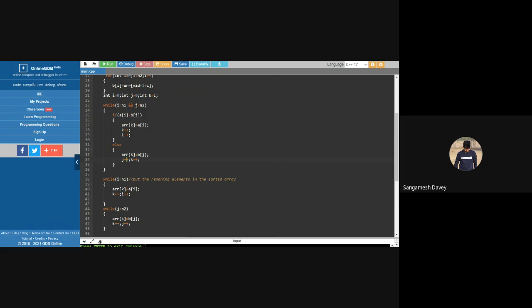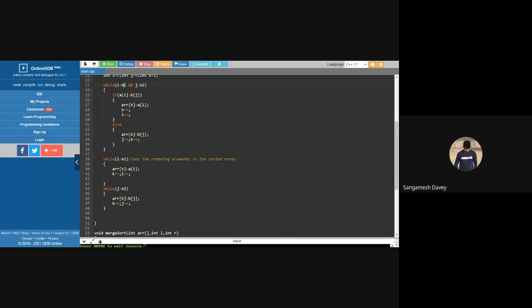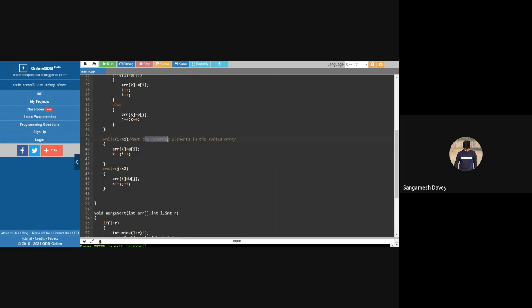If you realize, people, I have an AND condition over here. Even if one of them fails, it will come out. If you remember in our example, the last element, we actually didn't compare it. We didn't have anyone to compare it with. So at the last, we put that into the array, right? So that's what we are doing. For the remaining elements, just put them in the sorted array.